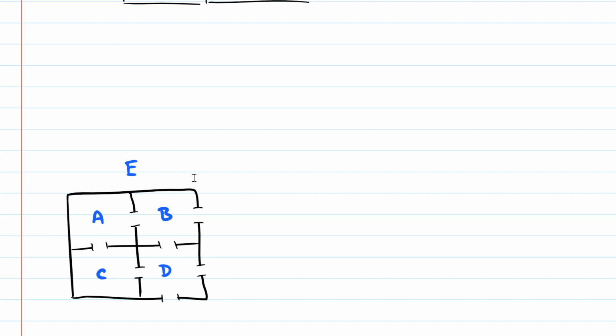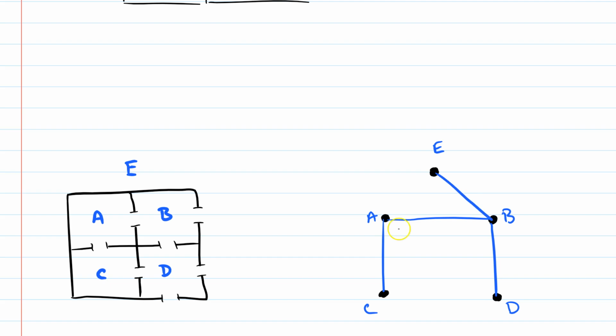So let's make vertices for all of these things. I've got E, A, B, C, and D, and I'll label these. Now I can go through and put in edges everywhere these rooms are connected to each other. I have an edge between A and B, which I can draw. I have an edge between A and C. I have an edge between B and D. I also have an edge between B and the outside, so I'll draw that edge as well.